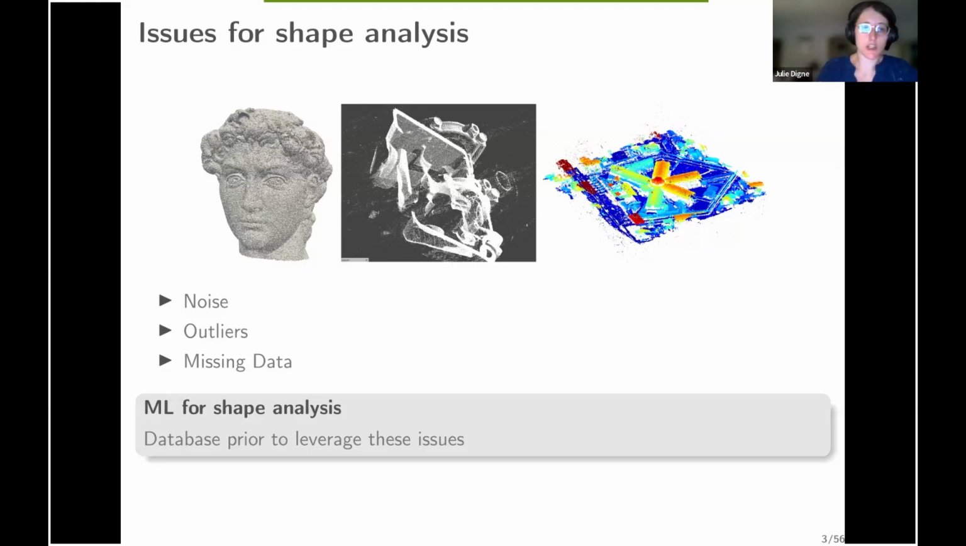And all of these issues, we usually dealt with them with handcrafted features, with handcrafted methods, assuming some priors which we assumed were reasonable, such as zero Laplacian or small total variation norm. But what is now coming in is that we can actually deal with these issues by leveraging a database prior, by learning a database prior to deal with all this.